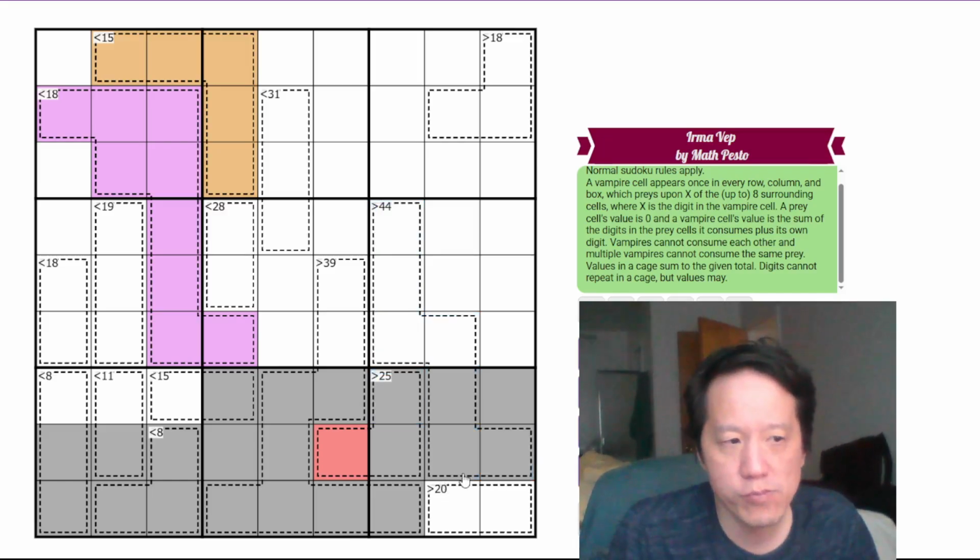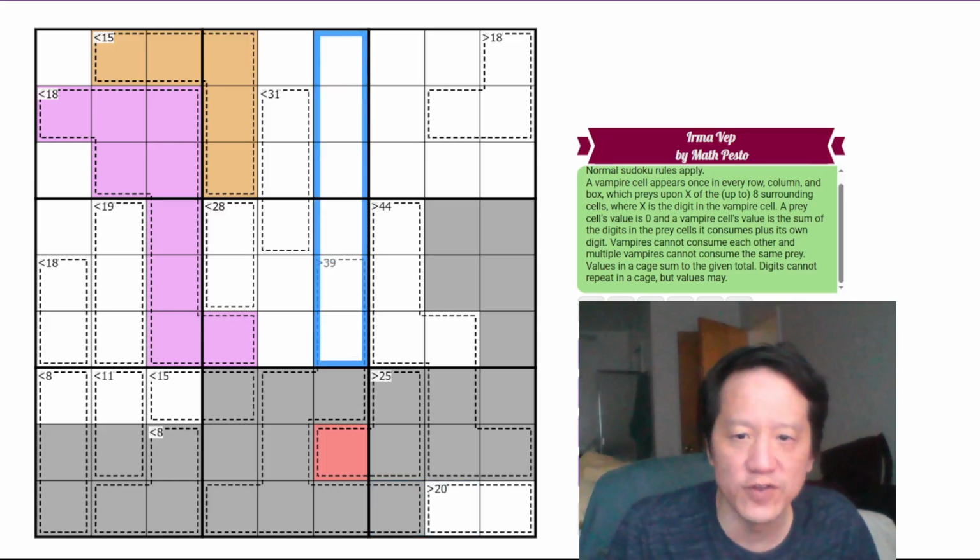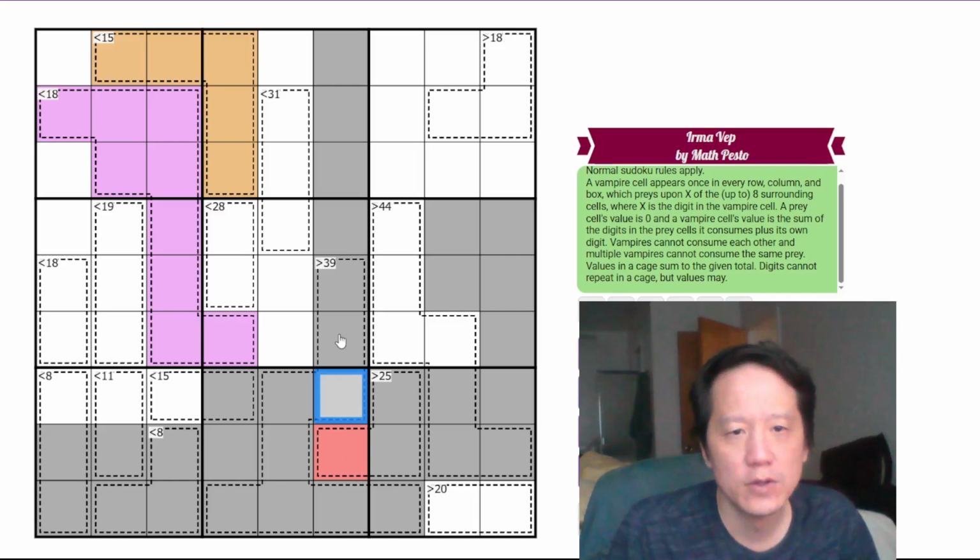So one of these 4 is a vampire cell, which means none of these are vampire cells. So the interesting... Okay, so none of these can be vampire cells because you can't have only 1 vampire cell in each row and column. Oh, that's interesting. Huh. This is greater than 39.